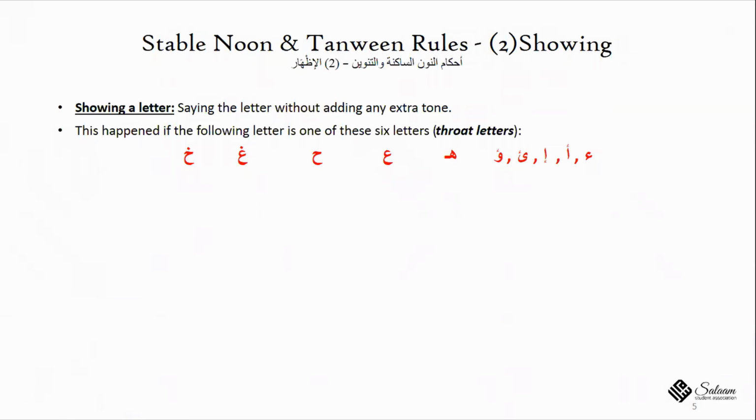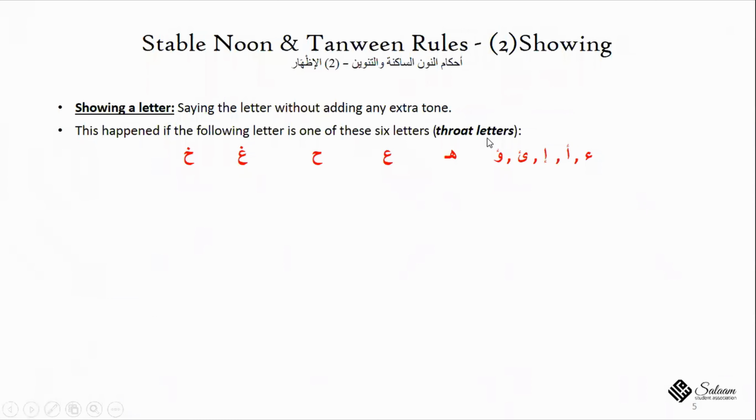which are al-hamza, hamza, in any case, whether on the line or on any other carrier. This is the first letter. The second letters are ha, ayn, ha, ghayn, kha. These 6 letters: hamza, ha, ayn, ha, ghayn, kha. If any of these letters comes after a stable noun or tanween, you say the stable noun and tanween completely. We will show this with examples.